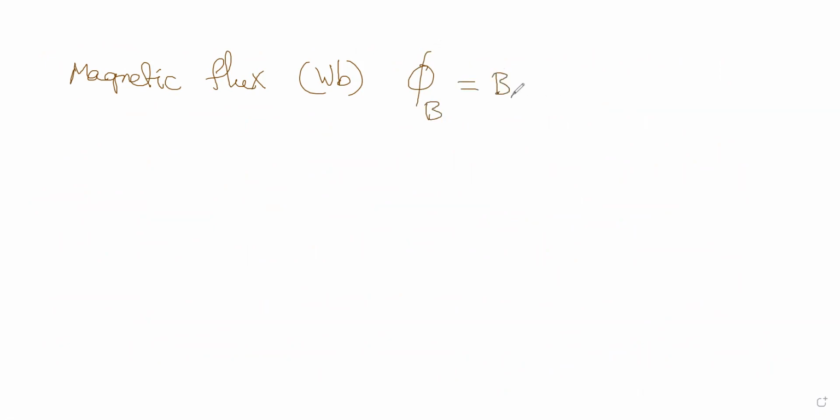There is something called magnetic flux. Magnetic flux is measured in Webers. The magnetic flux phi B is equal to magnetic field into area of cross section. So it is actually Tesla meter square, since area of cross section is meter square. So 1 Tesla meter square is 1 Weber.